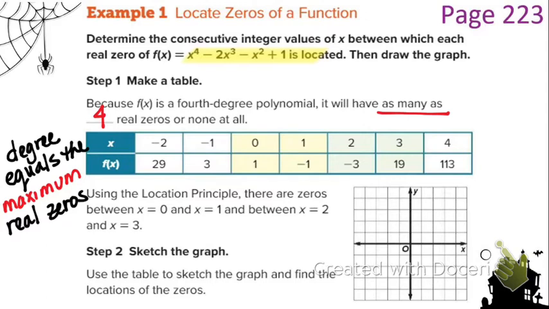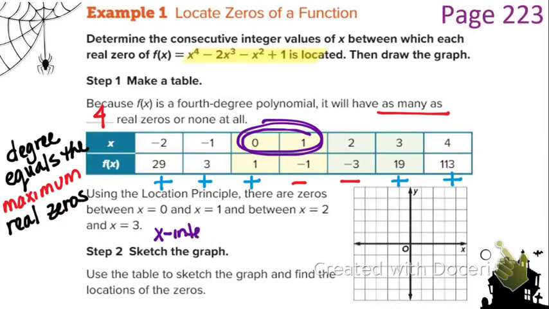So we start off, 29 is positive, 3 is positive, 1 is positive, then it switches to a negative, and then it's positive. I'm only looking at the sign. So the first time it changed signs was in between 0 and 1. Does everyone see that? So between 0 and 1, we have an x-intercept.